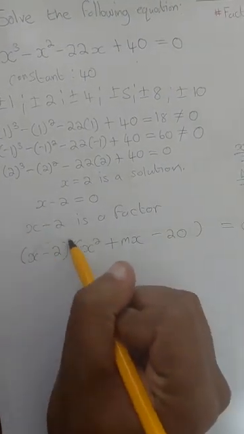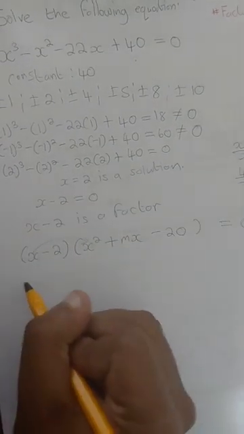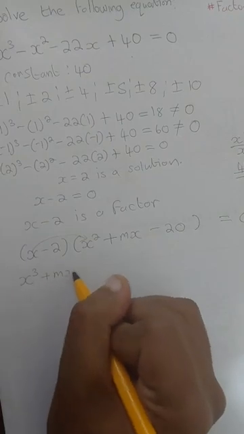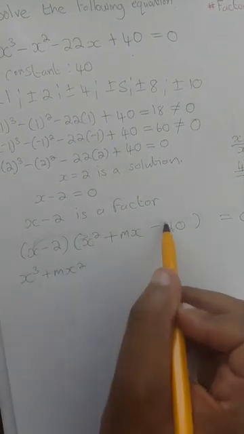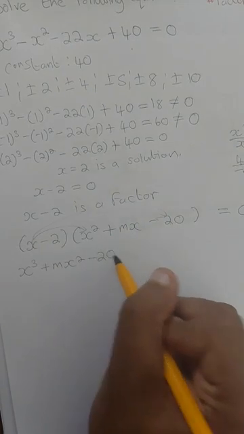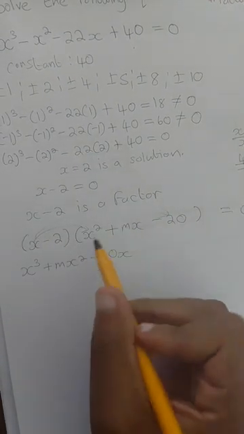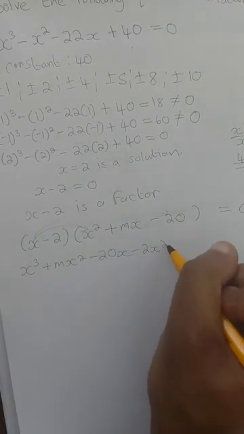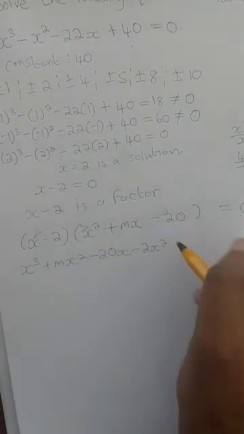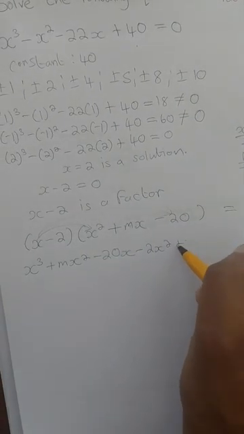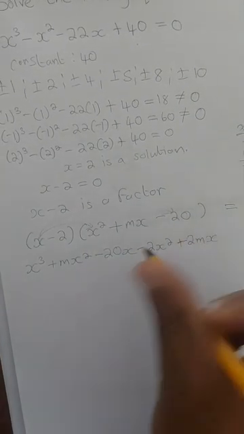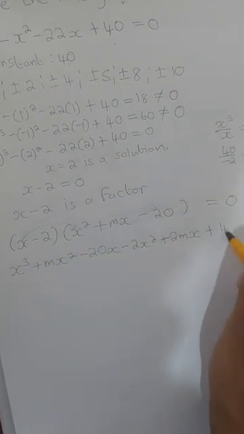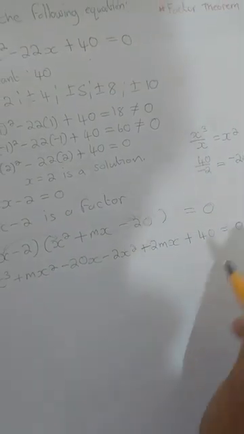So therefore I'm going to multiply x by x squared, which gives x cubed. x multiplied by mx gives mx squared. x multiplied by minus 20 gives minus 20x. Then minus 2 multiplied by x squared gives minus 2x squared. Minus 2 multiplied by mx gives minus 2mx, and minus 2 multiplied by minus 20 gives a positive 40. All of this is equal to 0.